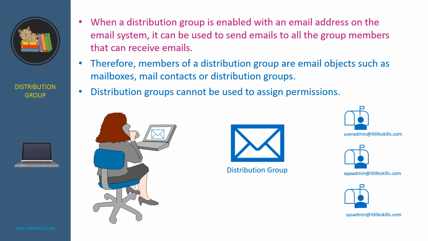When a distribution group is enabled with an email address on the email system, it can be used to send emails to all the group members that can receive emails. Therefore, members of a distribution group are email objects such as mailboxes, mail contact, or distribution groups. Distribution groups cannot be used to assign permissions.